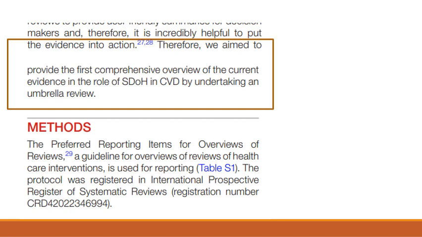It usually has this kind of format: after it says all of that in the introduction, this is the purpose of the research. Therefore, we aimed to provide the first comprehensive overview of the current evidence in the role of social determinants of health and cardiovascular disease by undertaking an umbrella review. That was the purpose of the research. You'll find that statement most of the time at the very, very last sentence of the introduction.